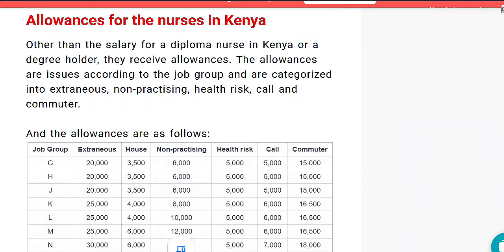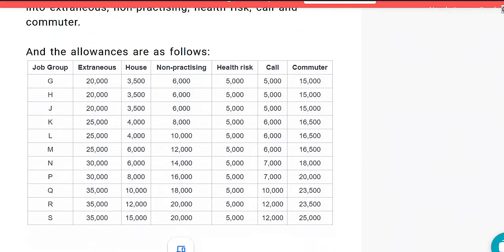So let's look at the allowances. Apart from the salaries, they also have allowances. The allowances are issued according to job group and are categorized into extraneous, non-practicing, health risk, call and commuter allowances. I won't read everything, but you can see the job group together with the extraneous allowance, house allowance, non-practicing allowance, health risk allowance, call allowance and commuter allowance. You can pause your video and take a look at this table to get the information about the nurses' allowances.